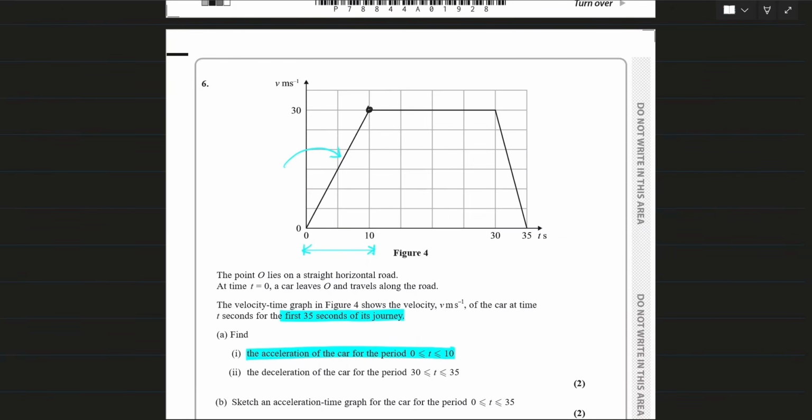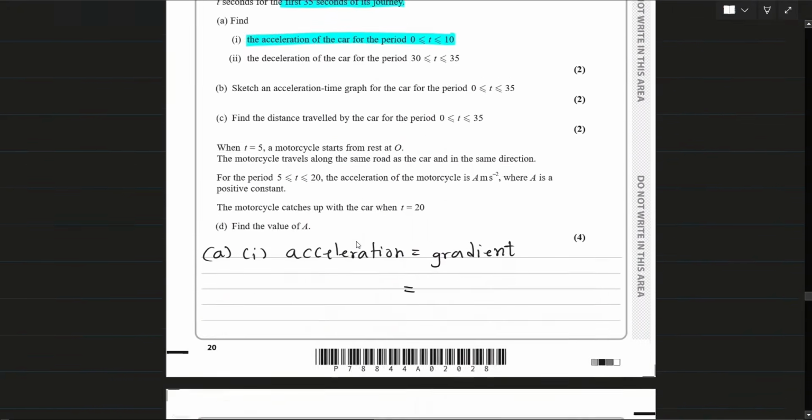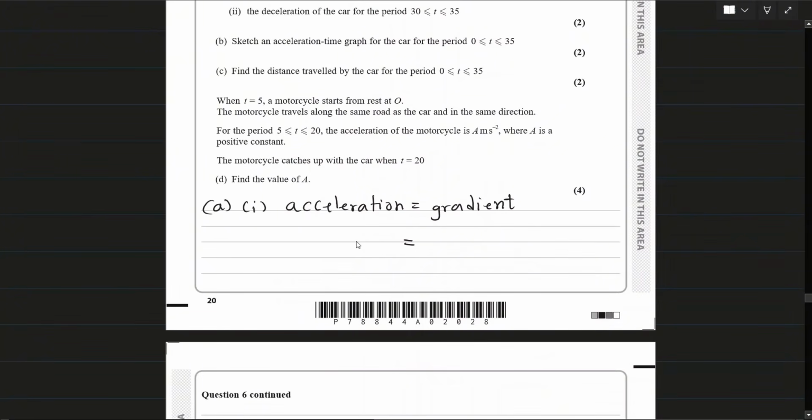So one of the points I'm going to use is this one, and the other one is the starting point. The starting point has a coordinate of 0 and 0. And after 10 seconds, the car will have a velocity of 30. So this coordinate becomes 10 and 30. So we're going to use these 2 points to calculate the gradient of this straight line, and that will give us the acceleration of the car within the first 10 seconds.